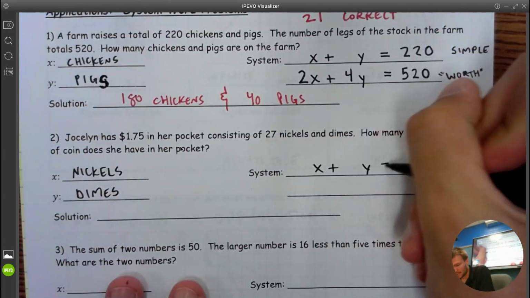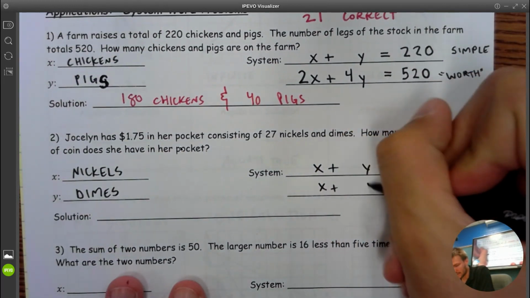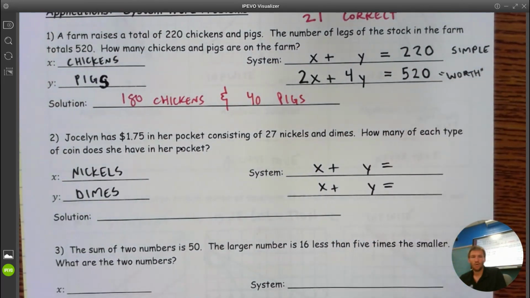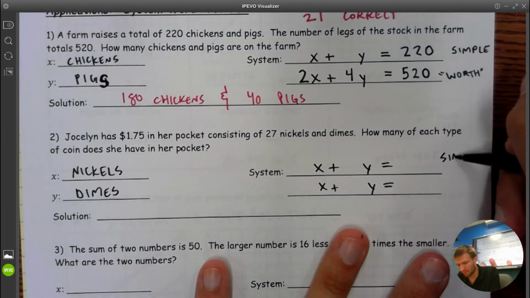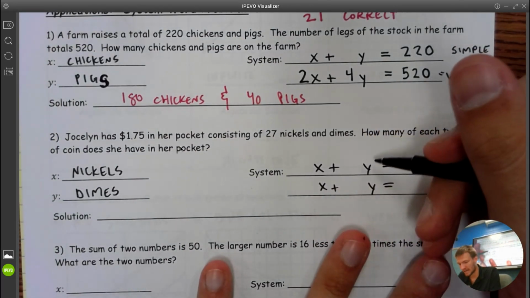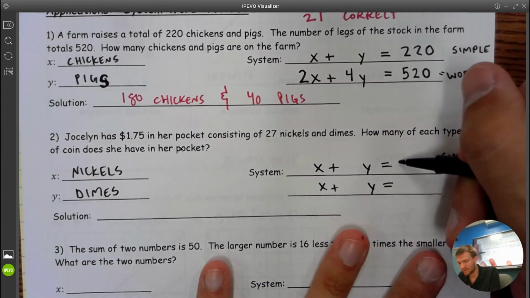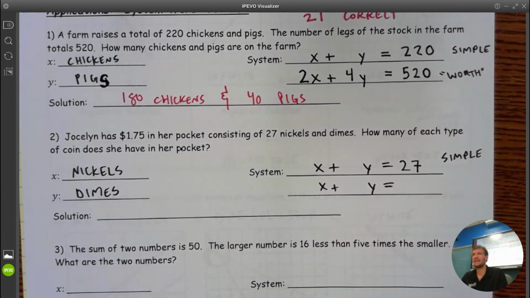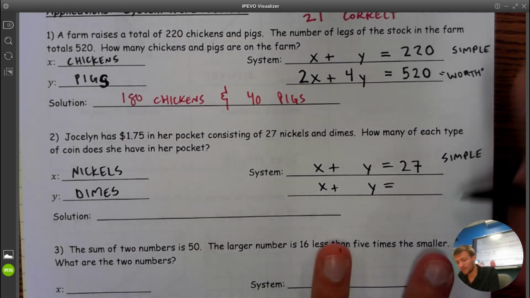X plus Y equals, X plus Y equals. One of them is going to be very simple. Just give me the total. Your X's, which is nickels, plus your dimes, which is Y's, is equal to 27 total. She's got 27 in her pocket. Then go and do the second equation, which is the worth.